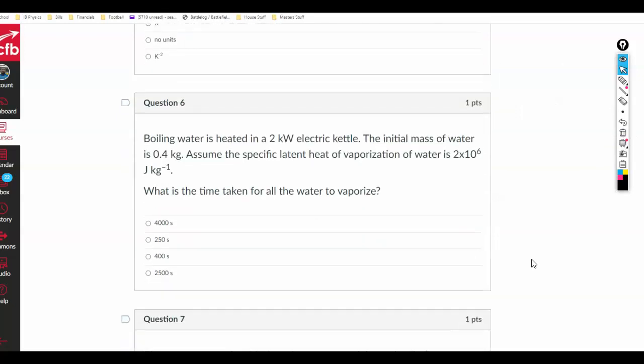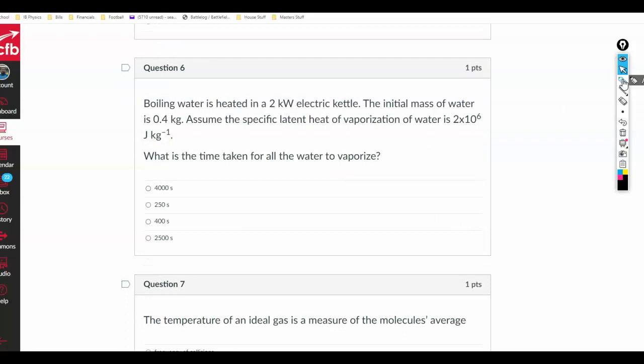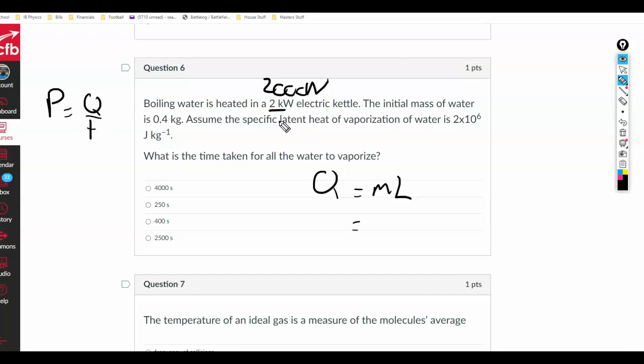Okay, question 6. Boiling water is heated in a 2 kilowatt electric kettle. 2 kilowatt, that's 2,000 watts, by the way. The initial mass of water is 0.4 kilograms. Assume the specific latent heat of vaporization of water is 2 times 10 to the 6 joules per kilogram. What is the time taken for all the water to vaporize? Okay, so Q equals ml, and we have the mass and we have the latent heat. But Q is also a type of energy, and we know this problem has to do with power because it says kilowatts. Okay, and so Q is going to be power times time.